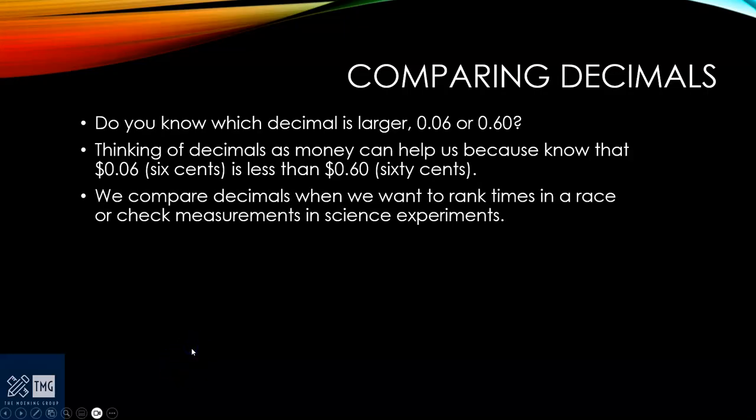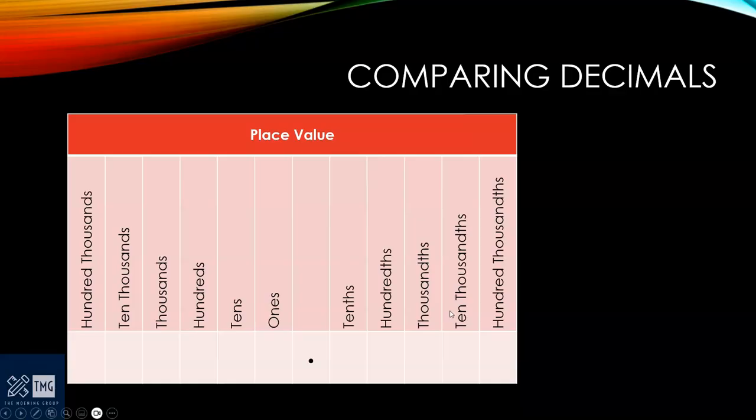Why is this important? Well, what if we are ranking, like in a 100-meter dash, and we need to figure out who's fastest? Well, we're going to rank those times, and that comes down to decimals. If you're doing science experiments, or measuring the length of a piece of wood for some carpentry project, all of these things deal with decimals, and we need to be able to organize and compare those. So let's jump into the idea of this.